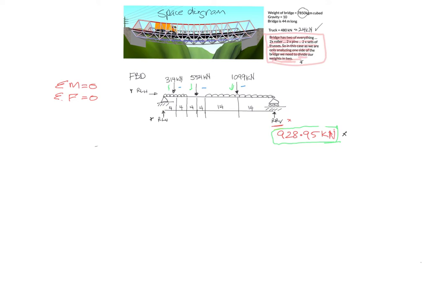Basically, we're summing forces. So what we're looking for are the forces that are working in a horizontal manner on this bridge. At the moment, for this equation, there is none. So basically, the reaction on the horizontal is 0.